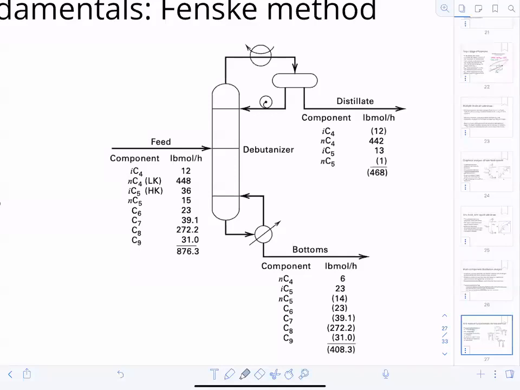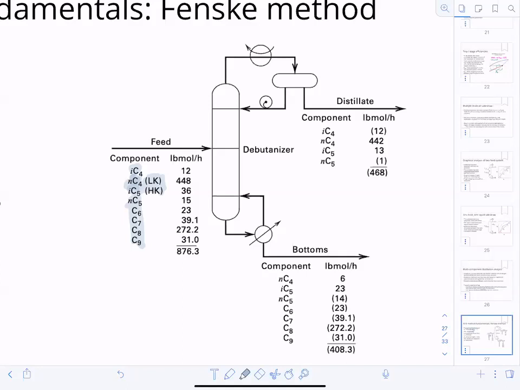Here is a series of alkanes. So we have isobutane, n-butane, isopentane, n-pentane, and then C6 through C9. Those are probably blends of isomers. And n-butane and isopentane have been identified as a light key and heavy key. So these components are ordered in terms of their relative volatility or normal boiling point. If they're ideal, those are interchangeable.